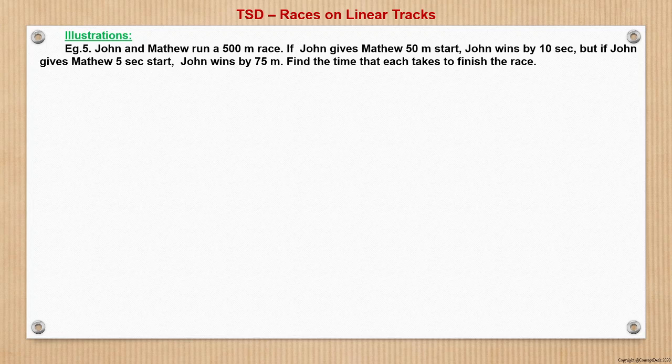Now question number 5 is another, I mean, just the interpretation of the language, slightly more moderately difficult than the previous ones. Here John and Matthew run a 500-meter race. If John gives Matthew a 50-meter start, John wins by 10 seconds. But if John gives Matthew a 5-second start, John wins by 75 meters.